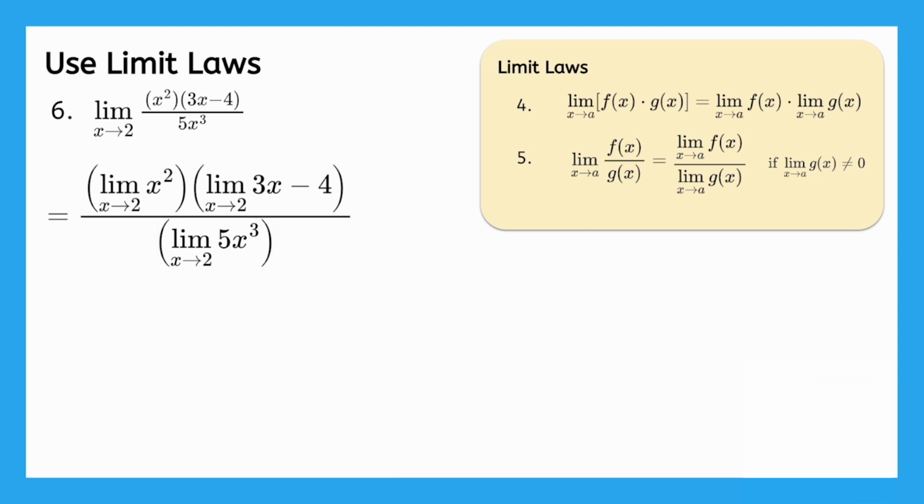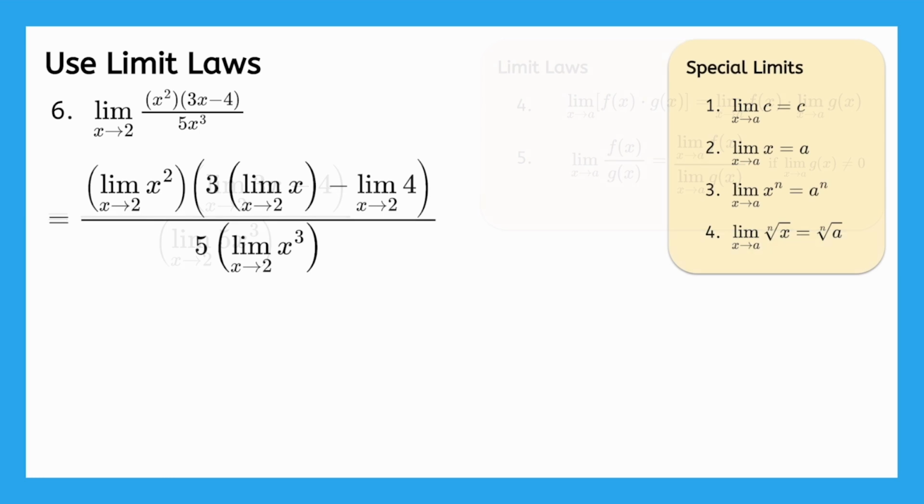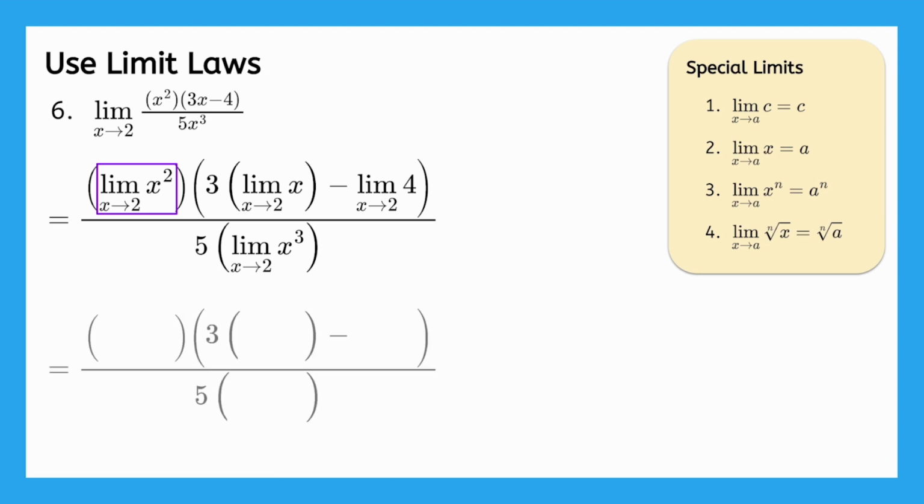How did it go? I started by separating these limits out even further. And now we can go through each one step by step. First, we have the limit of x squared as x approaches 2. I know that I can substitute 2 for x, and the first factor in the numerator will be 4. The second factor is 3 times a linear x. The limit of x as x approaches 2 is 2.